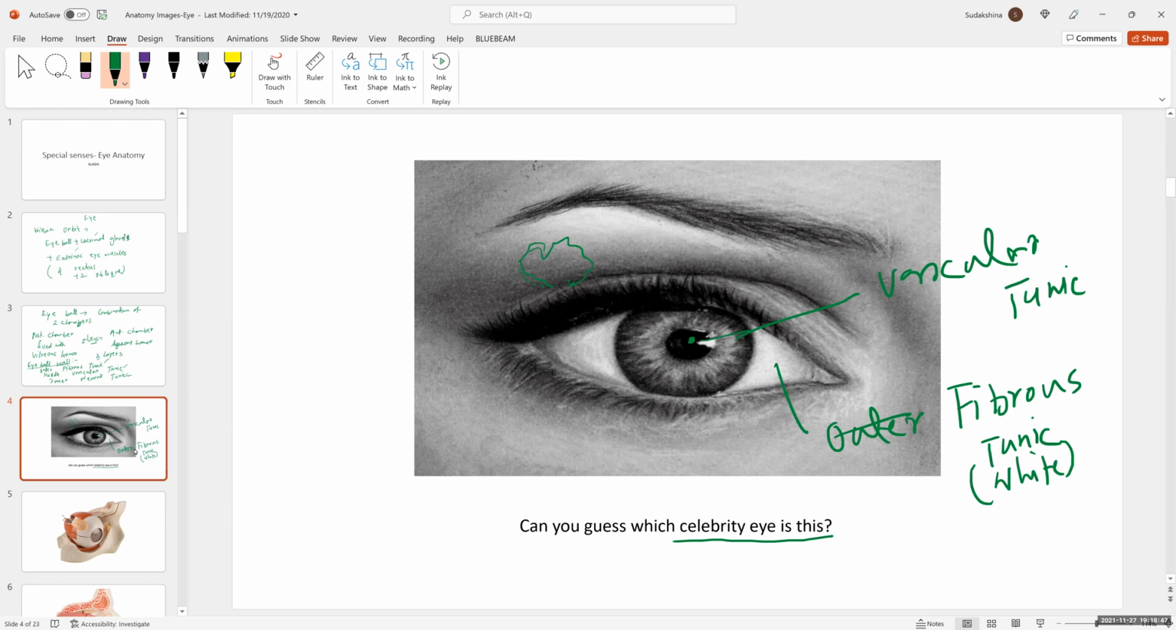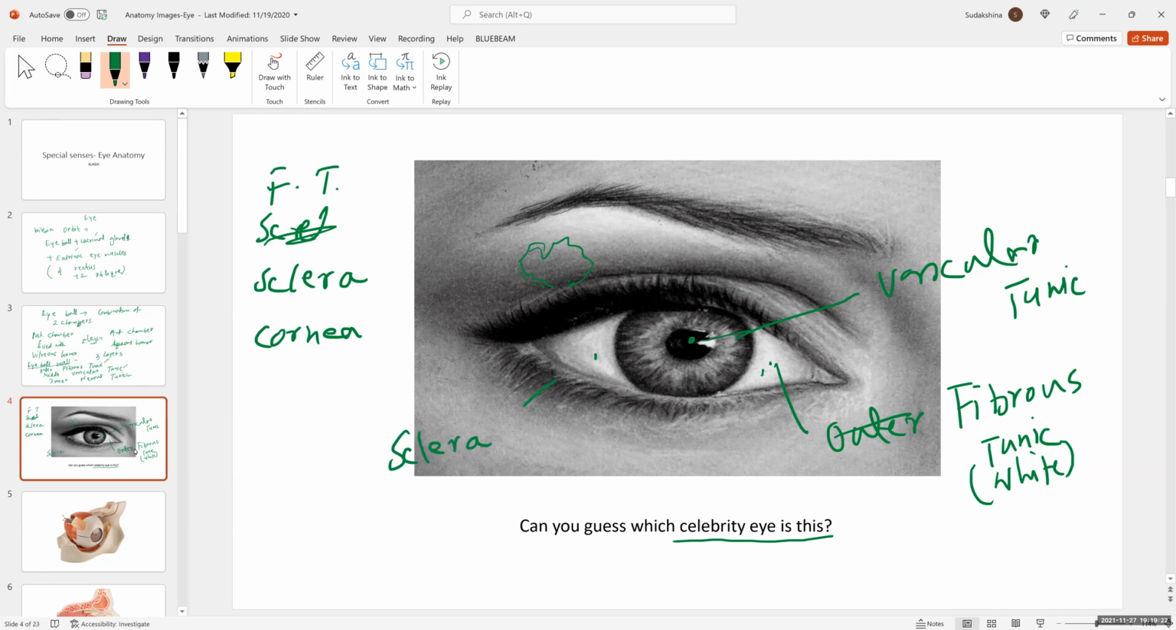The outer fibrous tunic, alternately, is the sclera. So the outer tunic is made of sclera and cornea. I'm going to write FT, fibrous tunic, sclera, and cornea. We'll go over those in a second. But this white of the eye is basically the sclera.